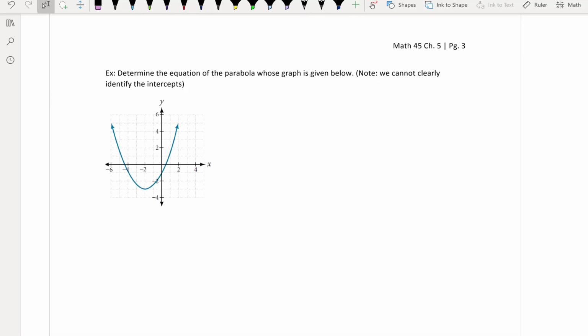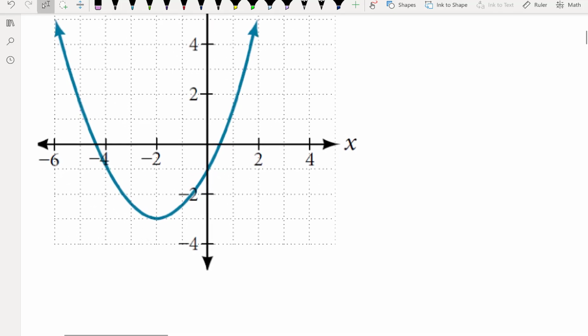So it says, determine the equation of the parabola whose graph is given below. Note we could not clearly identify the intercepts. What do you mean we can't identify the intercepts? Well, I know the y-intercept, but I clearly don't know the x-intercepts. Remember, the x-intercepts run along the x-axis. So here, that graph along the x-axis, it looks like a decimal or a fraction. So that really doesn't help us much. So we don't really like it.